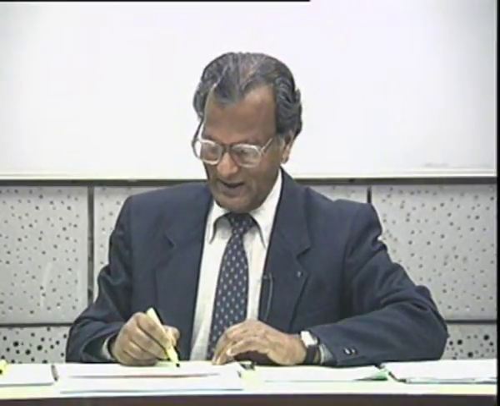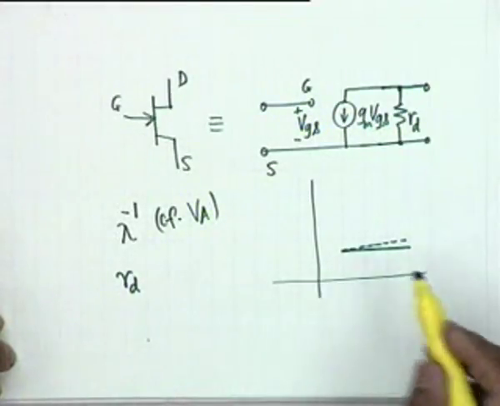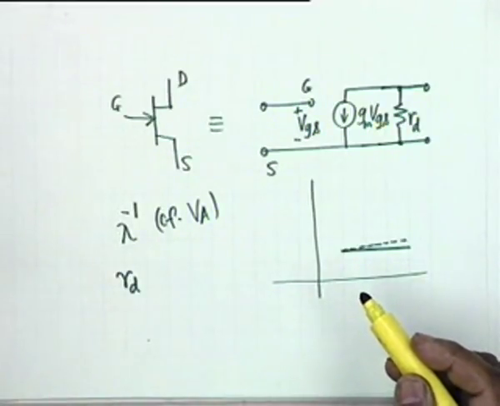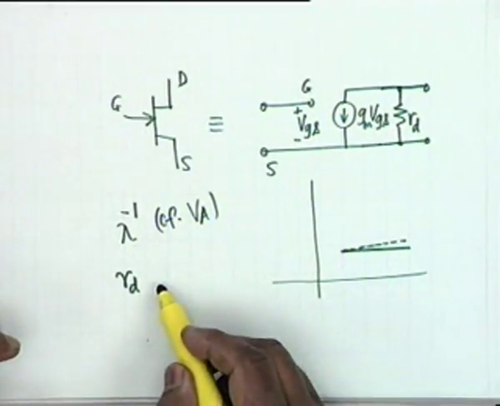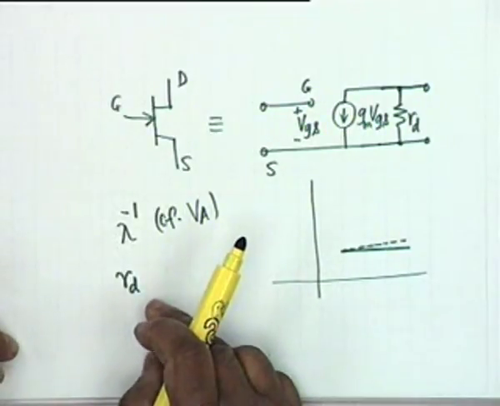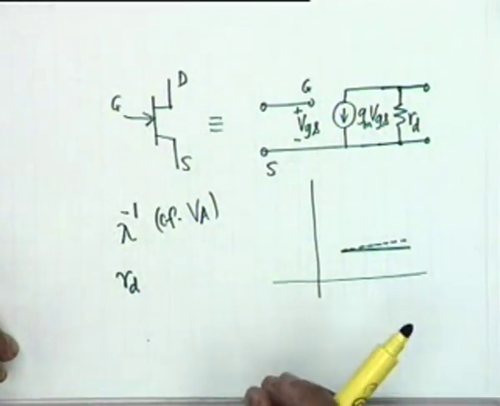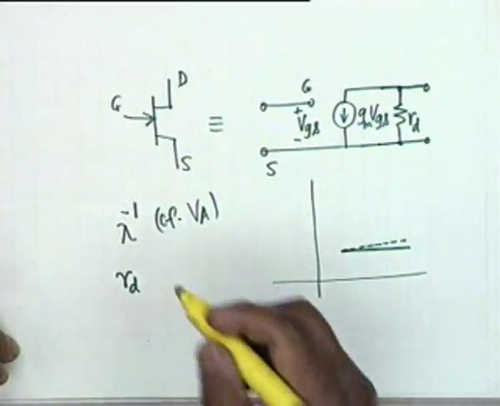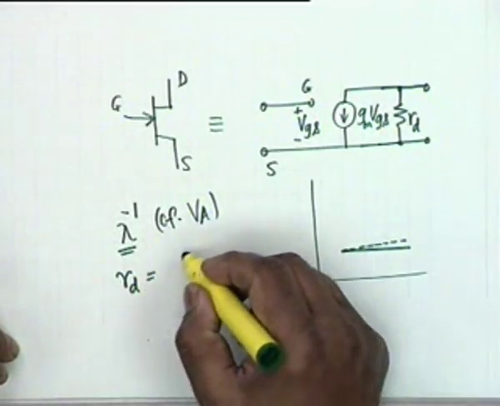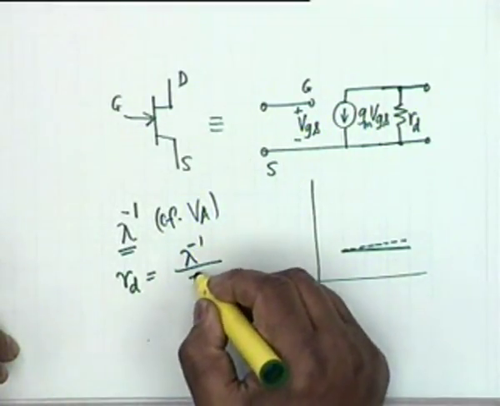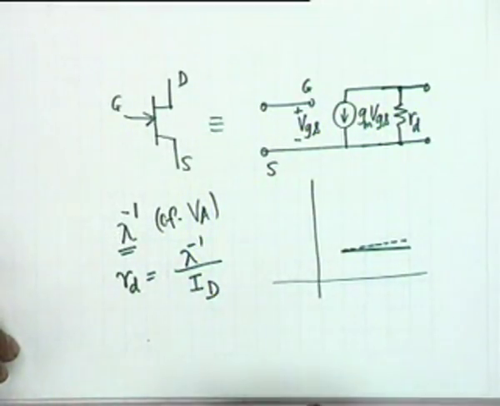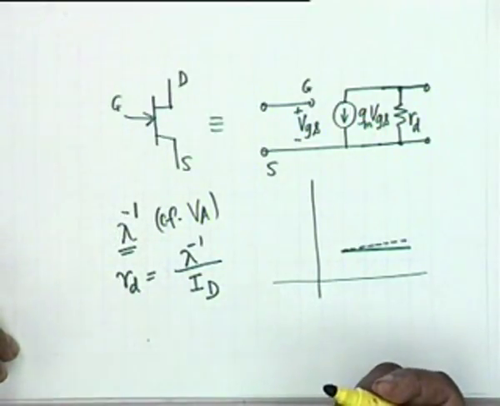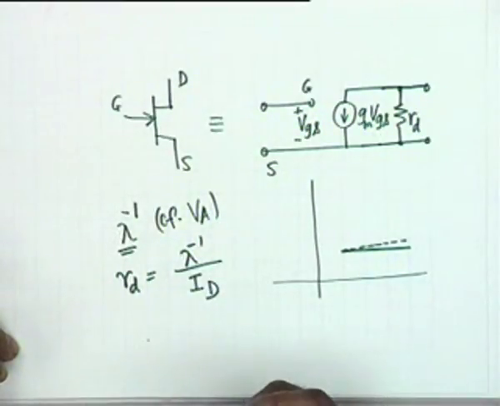R sub D you can find from the characteristics. You find the slope, that is, you extend this on the negative axis and find out where it cuts, then that voltage divided by the current. Or, if lambda inverse is given, then R sub D is given by lambda inverse divided by I sub D, the drain current. In the previous case, it was VA divided by I sub C. It is very much comparable. RD is the dynamic drain resistance.